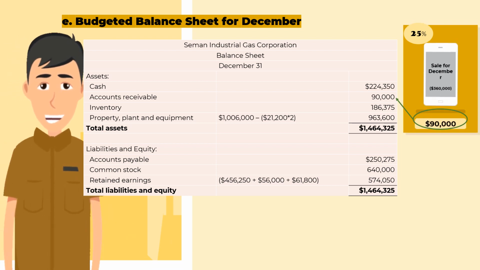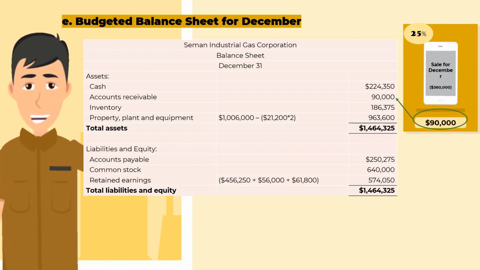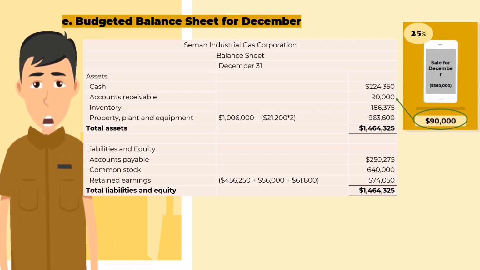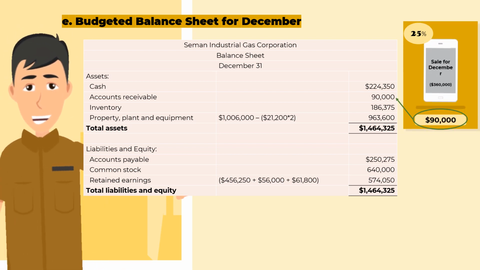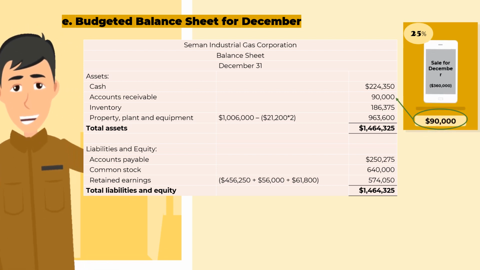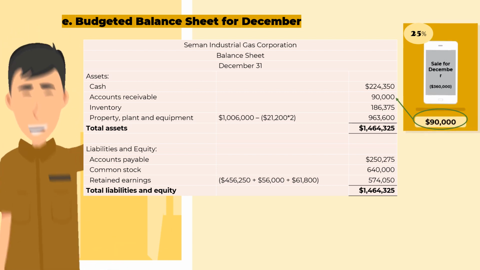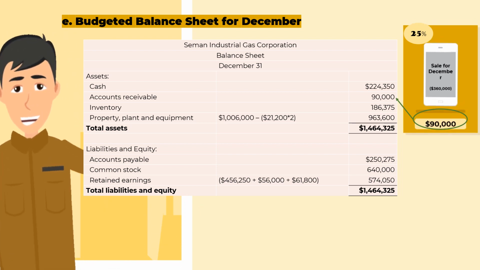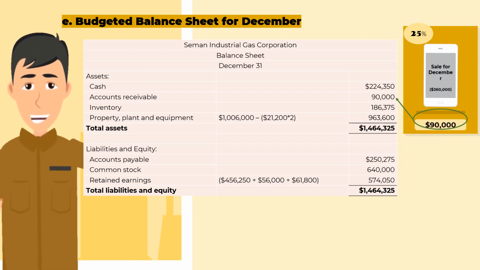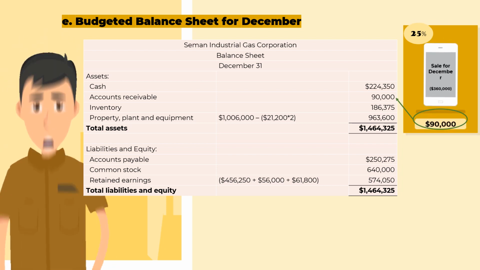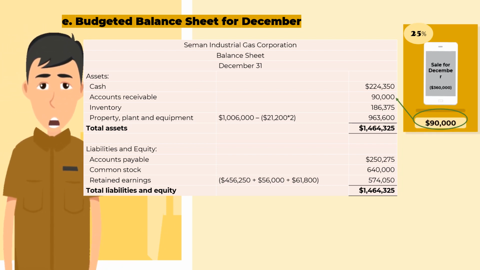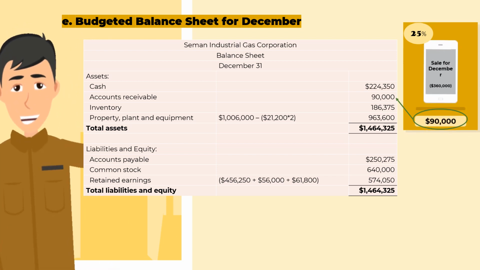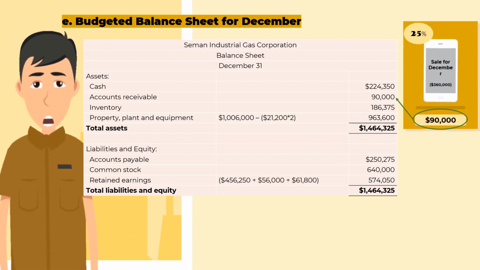Inventory is the ending inventory, which is $186,375. Property, plant and equipment, the calculation is $1,006,000 minus the depreciation for 2 months, which is for November and December, so we will get $963,600. Okay, so total up all the assets, we get $1,464,325. Okay, so the next part is liabilities and equity.